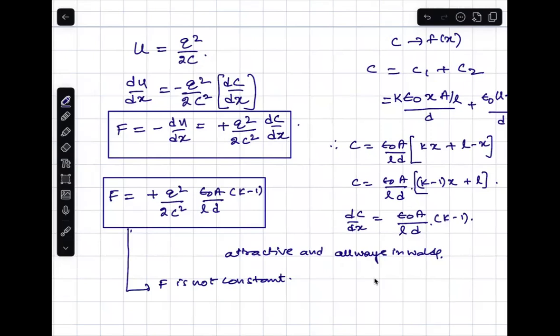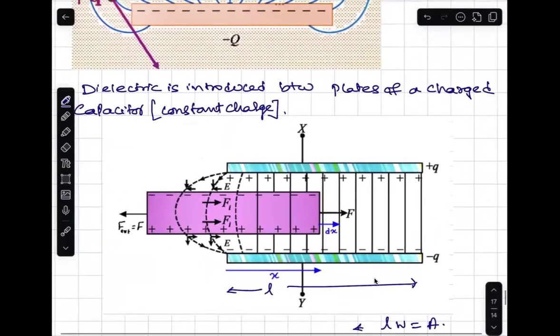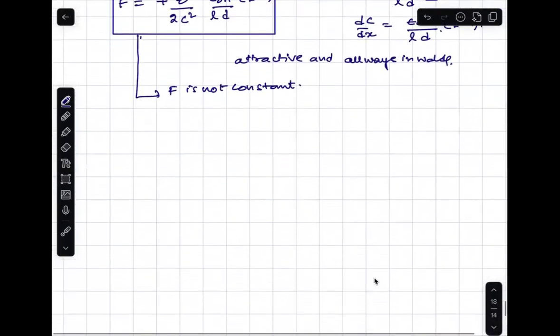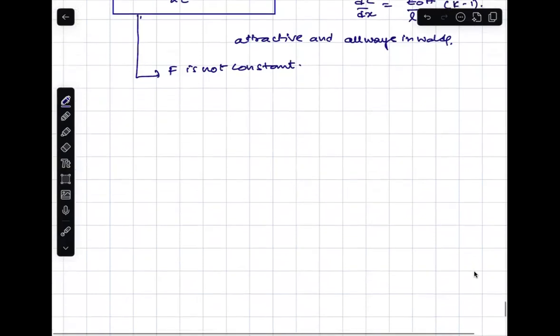Any doubt on this, please ask me right now. Students, this comes under what category? Constant charge case. Any doubt? Now we will move on to the constant voltage case. When I say constant voltage case, what is to be observed? Basically, it should be connected with some battery. So this is also called a suction force. Whatever you call it, force on dielectric or suction force.